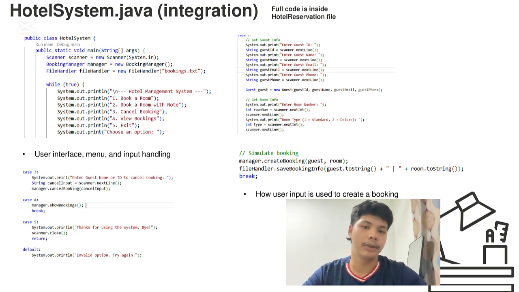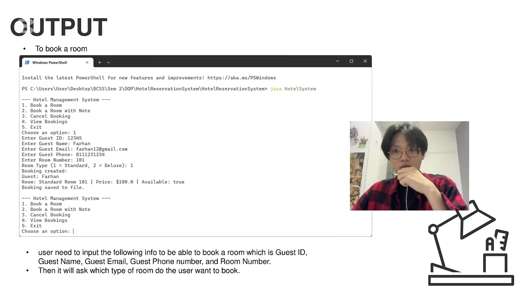To handle user input, we use the Scanner class. As you can see in the code, the menu is controlled using a switch statement. We check the user's choice and call the appropriate method. In the code, we can see that we have 5 cases which indicate 5 different menu options. Each of these options maps to a function in the BookingManager class, keeping the system modular and clean.